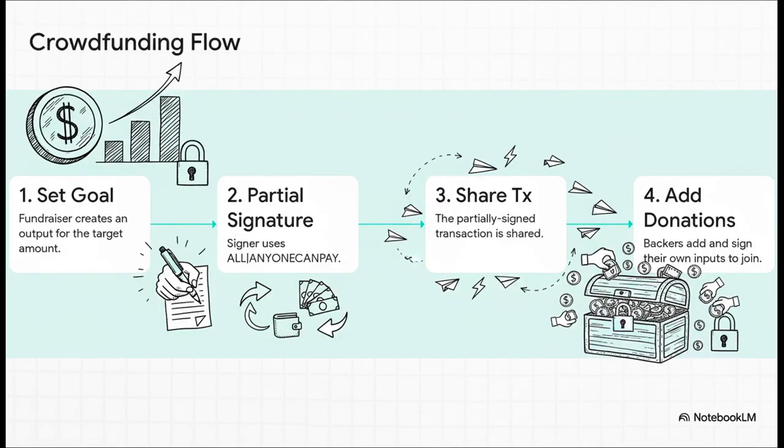So let's walk through a crowdfund. A fundraiser sets a goal. That's the output. Then they chip in a little bit themselves and sign their input with all anyone can pay. Now what does this do? The all part locks the destination of the money, but the anyone can pay part leaves the inputs wide open. So now anyone can add their own donation as a new input, sign it, and pass it along until that funding goal is met. It's an incredible way to coordinate funding without needing a middleman.